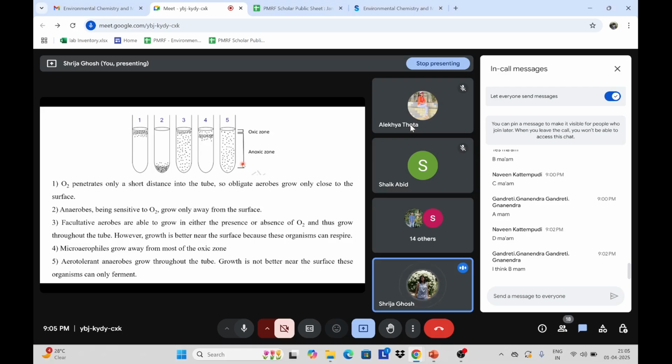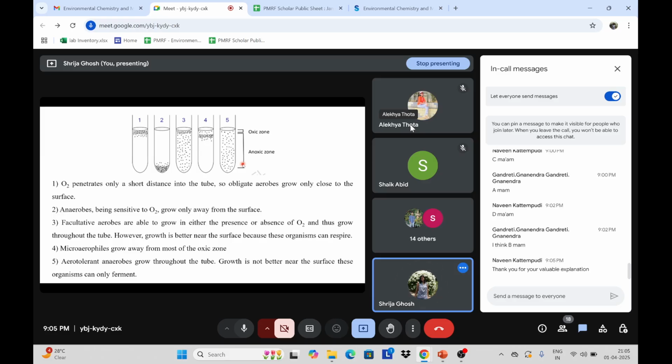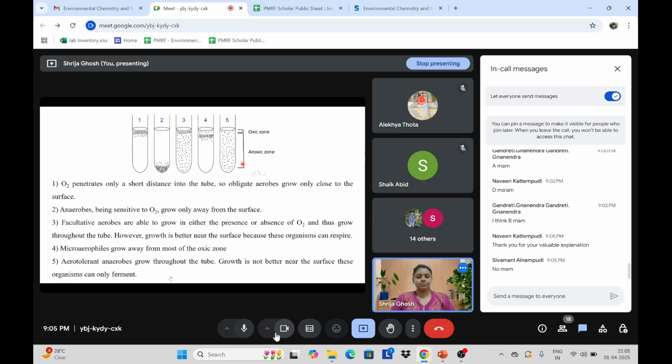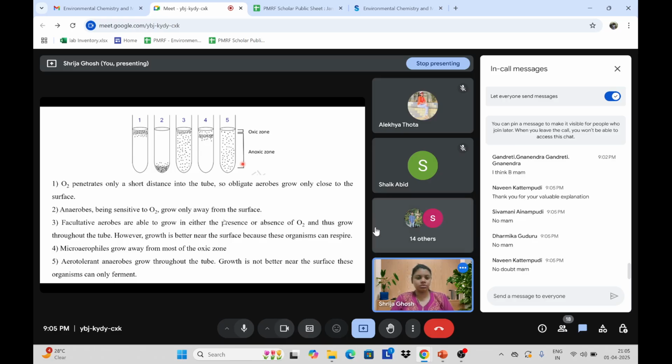This is clear to everybody? This is the last question of this session. Let me know if you have any doubt. If there's no doubt, I can close this session.